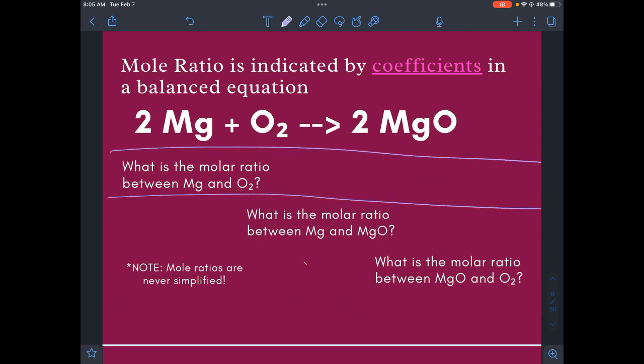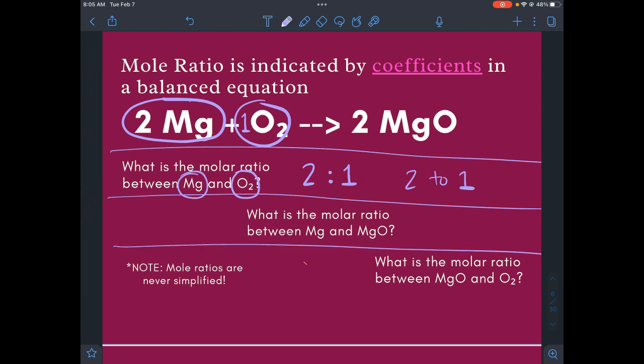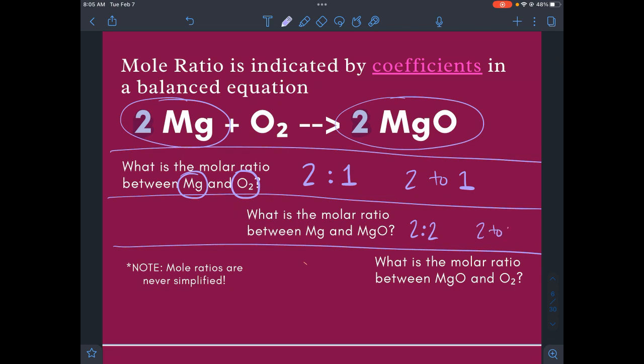The first one, what is the molar ratio between magnesium and oxygen? So we're just looking at those 2 chemicals. This shows us 2 magnesiums reacts with 1 oxygen. So the mole ratio is 2 to 1. The second question, what is the molar ratio between magnesium and magnesium oxide? So we're just looking at a different combination here. Magnesium and magnesium oxide. The coefficients are 2 and 2. So the mole ratio would be 2 to 2.